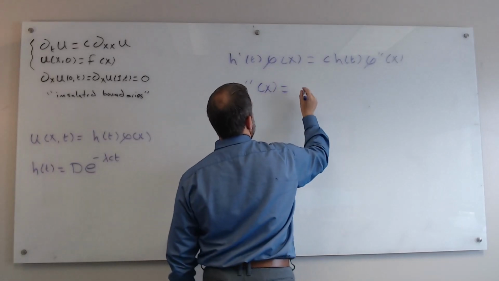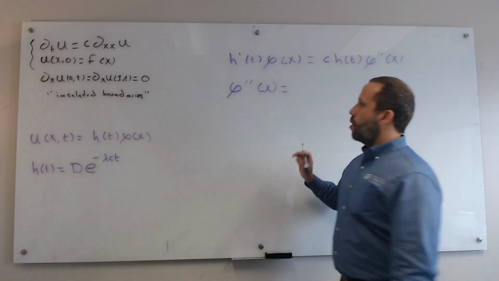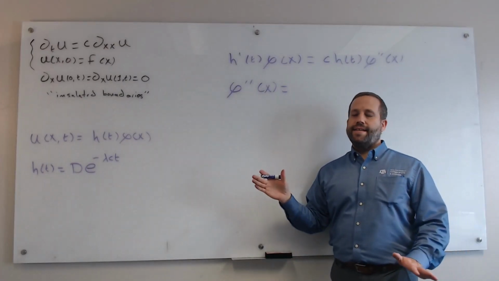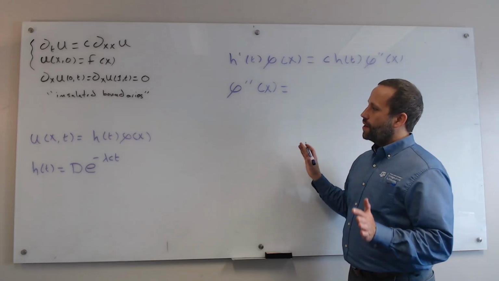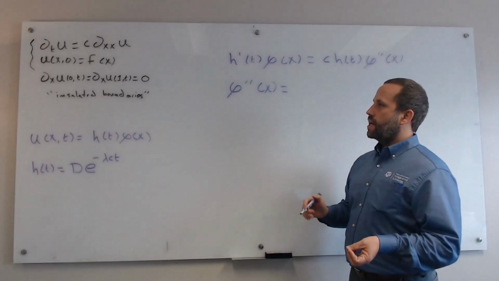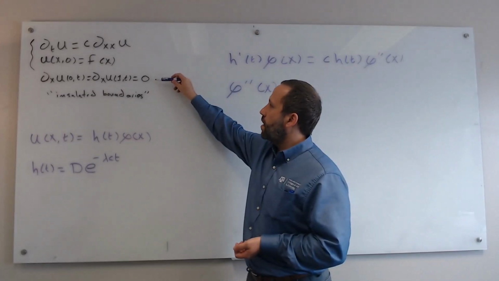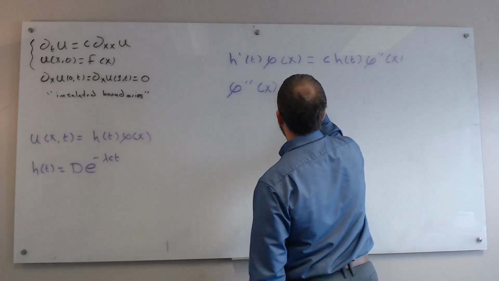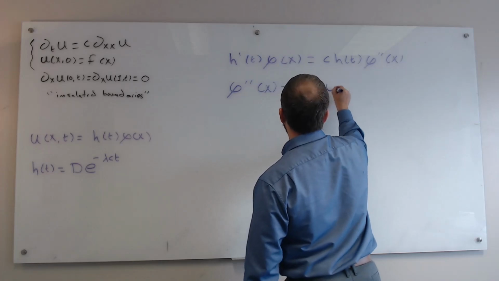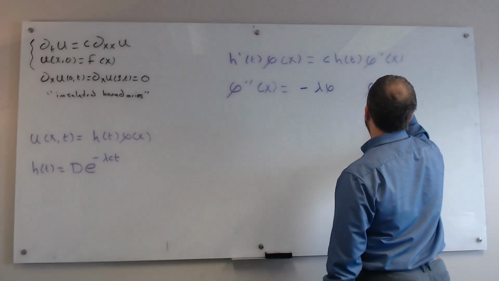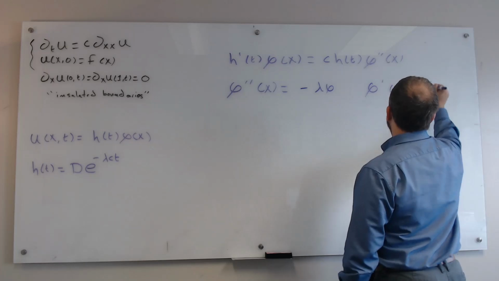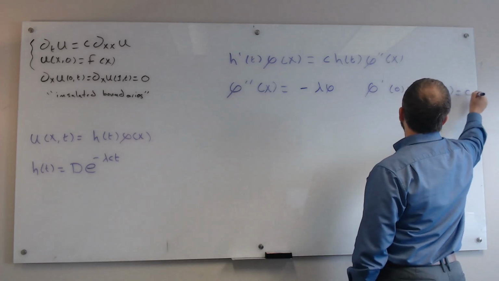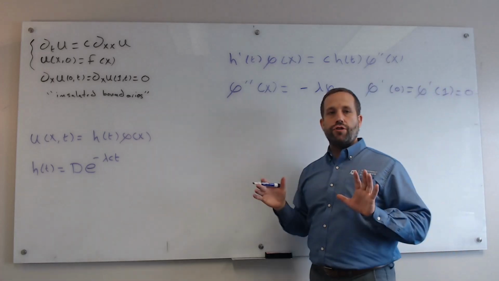Okay, so now for the phi equation, we're going to have phi double prime is equal to minus lambda phi. We know that lambda has to be non-negative because the phi function satisfies the more general boundary conditions. We know phi double prime is equal to minus lambda phi, and we know phi prime of 0 equals phi prime of 1 equals 0. That's that more general set of boundary conditions that we looked at.